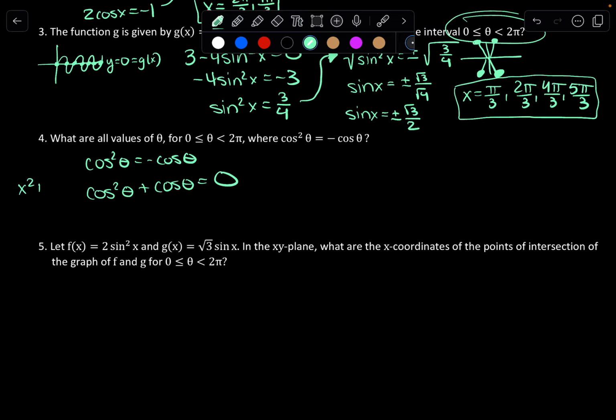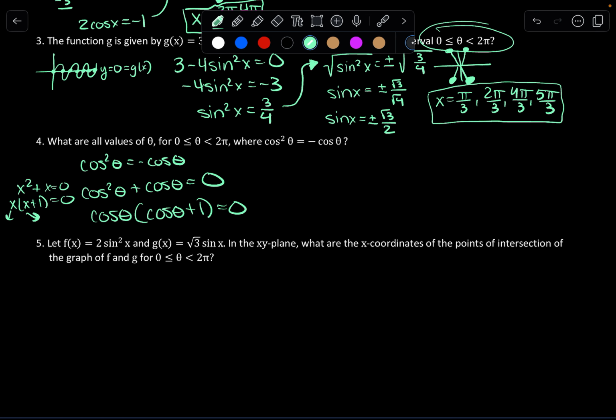So last year, or we should have had algebra 2 last year, x squared plus x equals 0. Let's try this. If I want to solve this, I can factor out an x, and then from here, I can set each individual part equal to 0 to solve for their individual solutions. We can do the same thing here. We can factor out a cosine, so we have cosine plus 1. And now from here, I can solve each individual part in order to get all the solutions for cosine squared equals negative cosine theta.